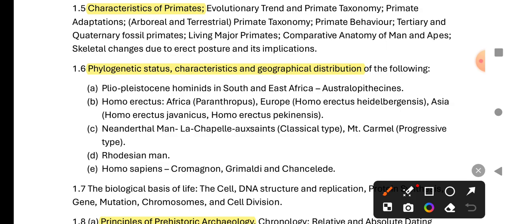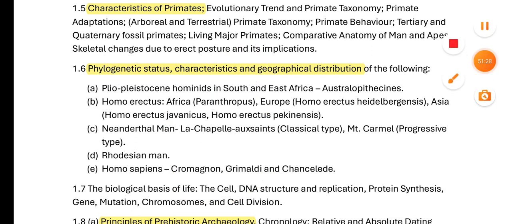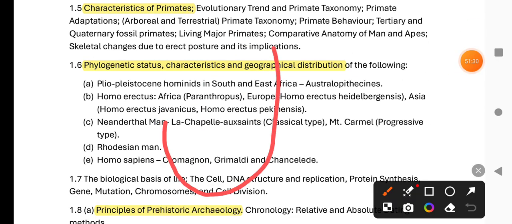And the presence of the supraorbital torus differentiates it from man. This is the supraorbital torus, like here. This is the man's cranial part, and here the supraorbital torus is located. And it differentiates Australopithecus from man.